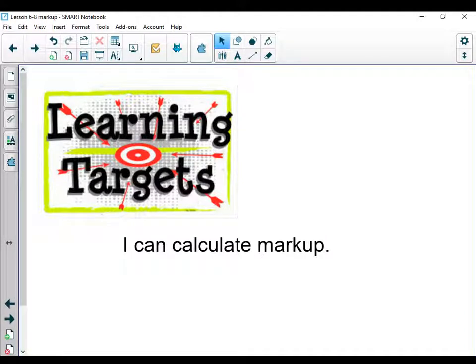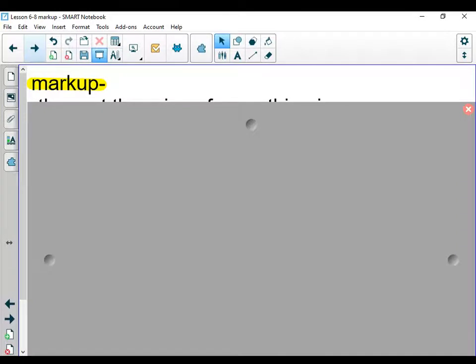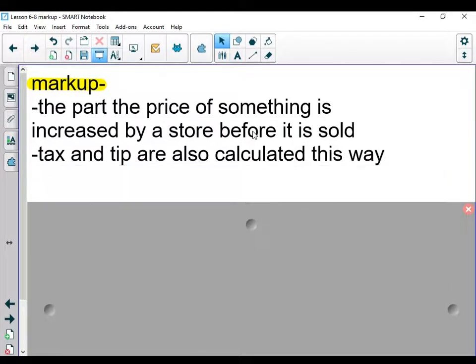Today, our learning target is I can calculate markup. Which, are you asking yourself what is markup? Because you should be. Markup. Don't write super big because we have a lot to write. Markup is the part the price of something is increased by a store before it's sold.